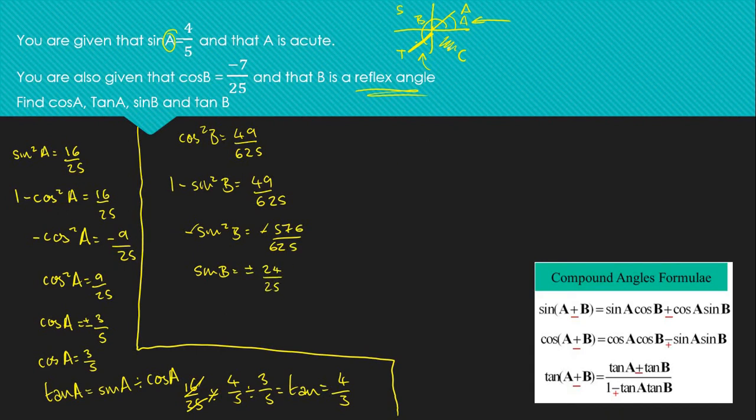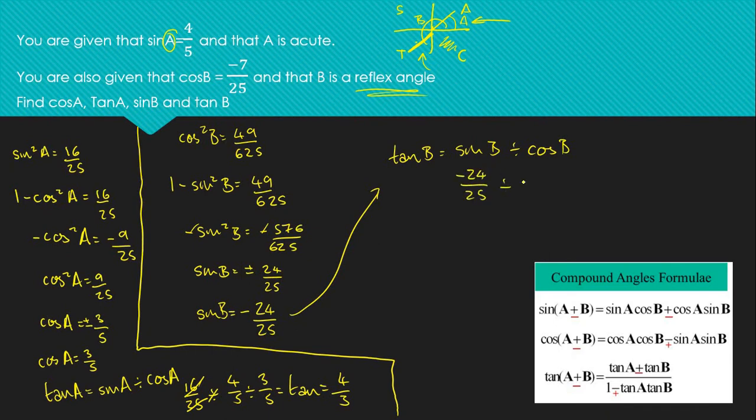Now, what sign is it going to be? Because we're in this section where cos is negative and we're in the reflex section. Well, only tan's expected to be positive, so we've actually got sine of B is equal to negative 24/25. Okay, and tan of B must be equal to sine of B divided by cos of B, which is going to be negative 24/25 divided by negative 7/25.